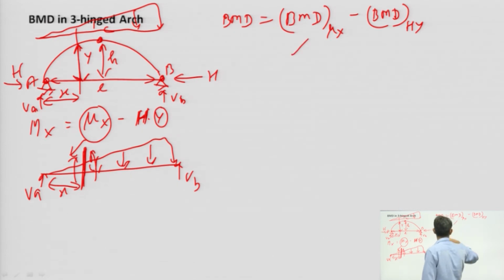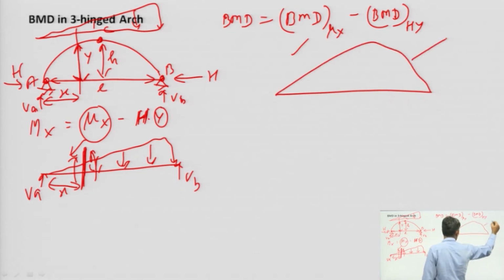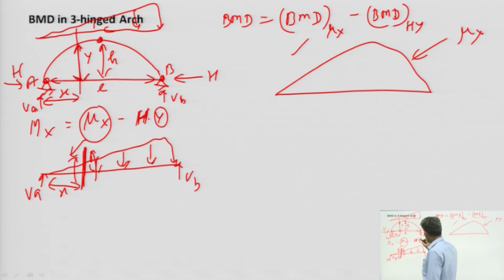First of all, plot this one, plot the bending moment of this. Suppose this is the shape of mu x, for example, and h into y. At the crown point C, we know that the bending moment here is 0, the bending moment here is MC, and here the bending moment is 0. What does it mean?